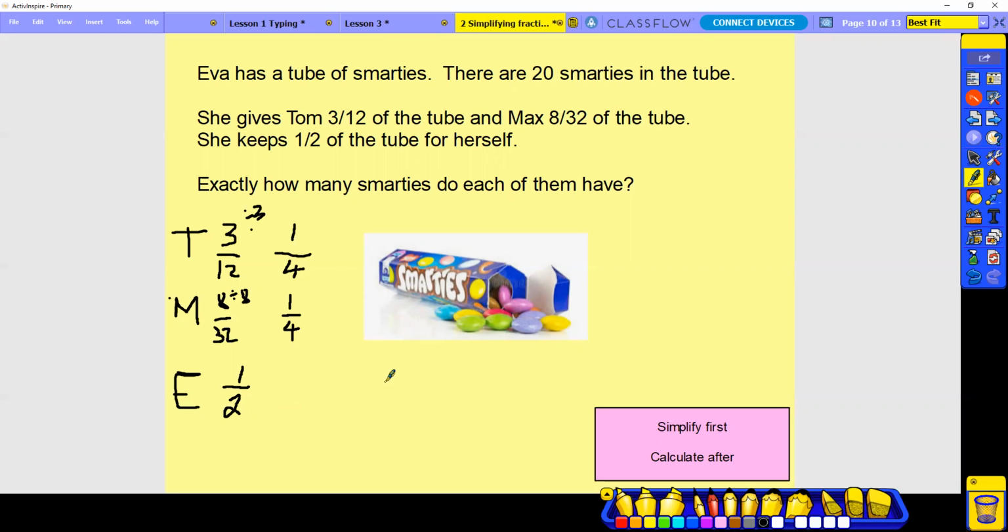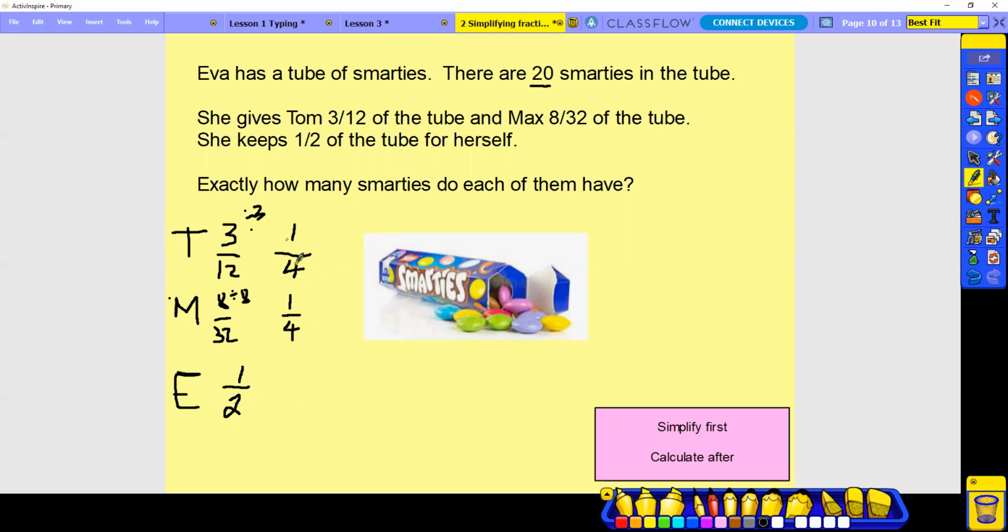Now, I'm going to let you have a bit of a second to think, because this is what we did yesterday. So if you did this yesterday and you followed the lesson carefully, you might be able to remember what to do now. So remembering that there's 20 Smarties. This person's getting a quarter. This person's getting a quarter. So remember that's out of 4. And this one's a half. So how many do you think each person gets? Pause the video, have a go at working it out.